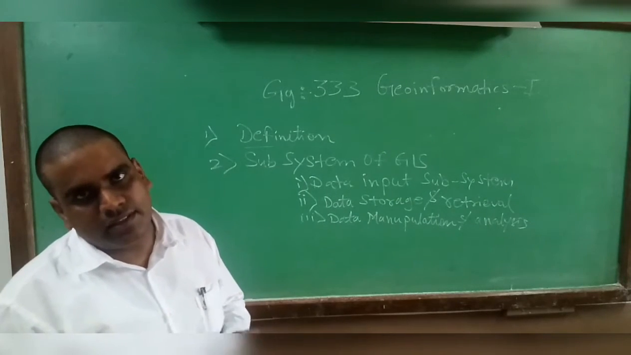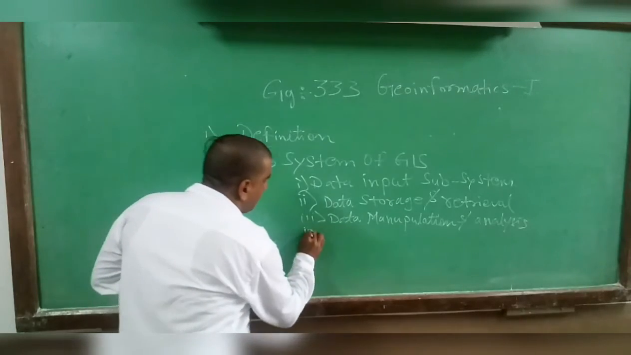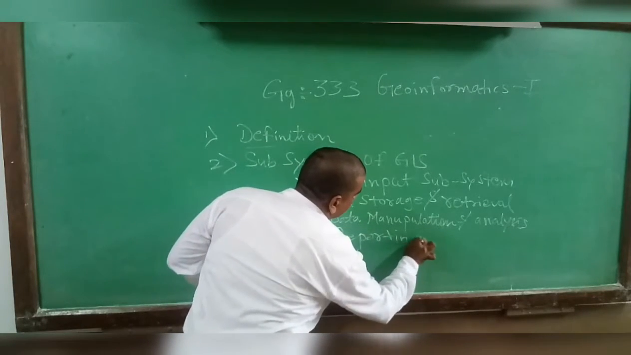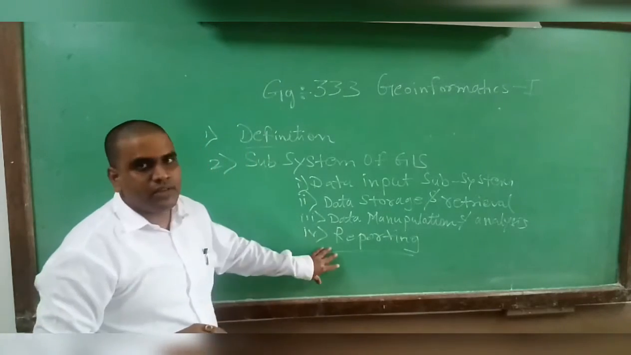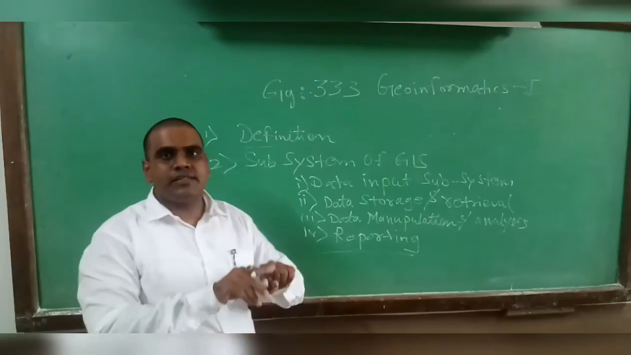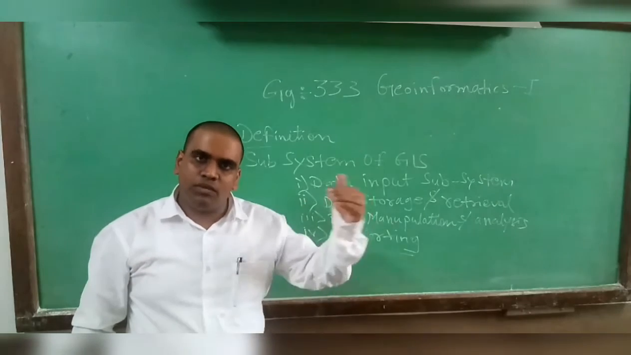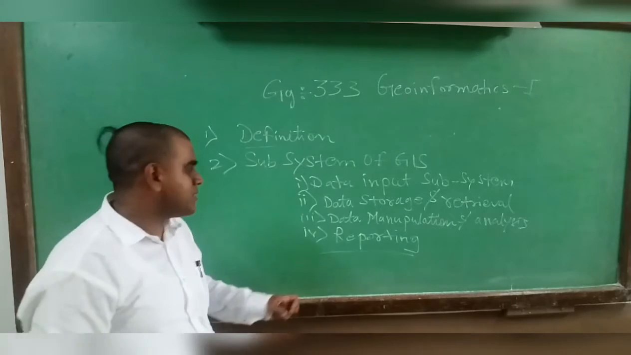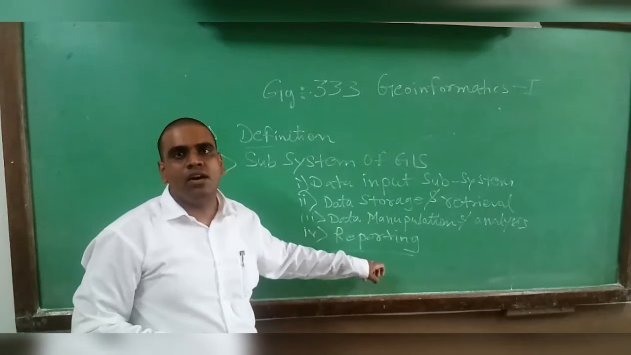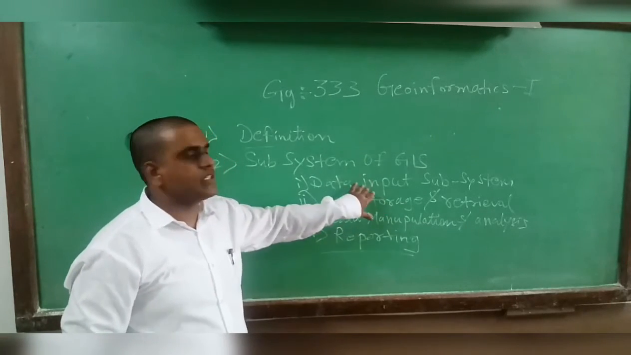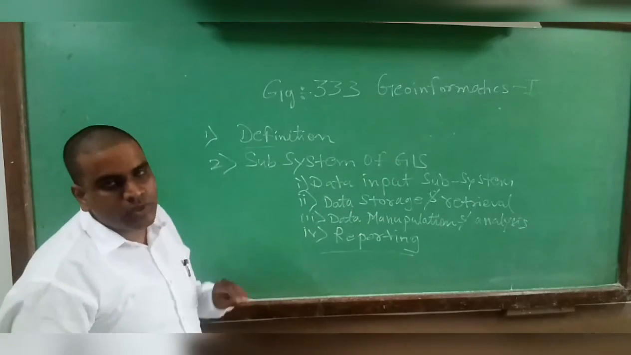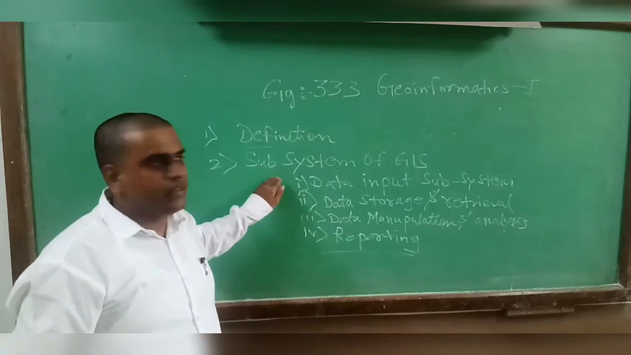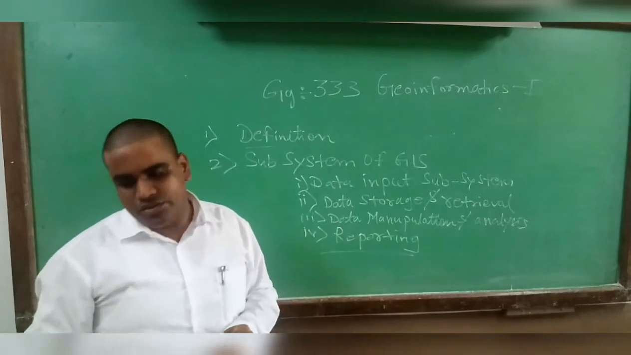And the last subsystem is the reporting subsystem. Reporting means whatever analysis we have done, we show that analysis in the form of charts, tables or maps. That is called the reporting subsystem. This is the result of the analysis of what we have done with the data which was inputted into the system. So today we have covered two important points. The first one is the definition, and the other one is the subsystems of GIS.